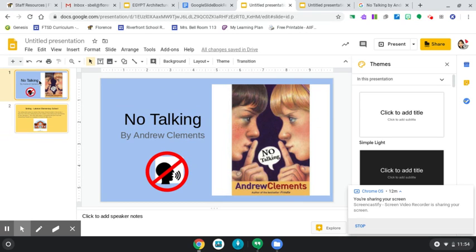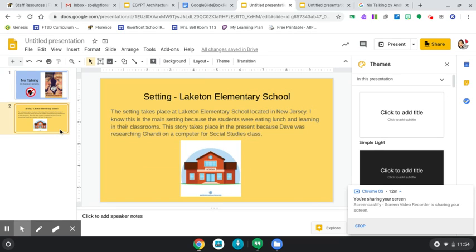So again, slide 1 has my title, my author, and either a picture of the book cover or a picture that represents the book. And in my case, I have both. And my second slide is the setting. It has where the main setting is, Laketon Elementary School. I have at least 2 sentences. I actually have 3 that are explaining the setting and how I know. And then I have a picture that represents the setting.